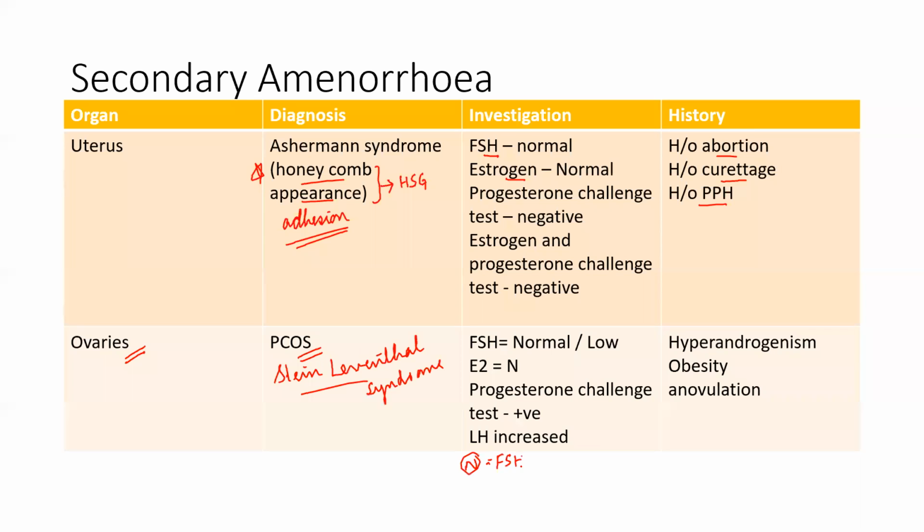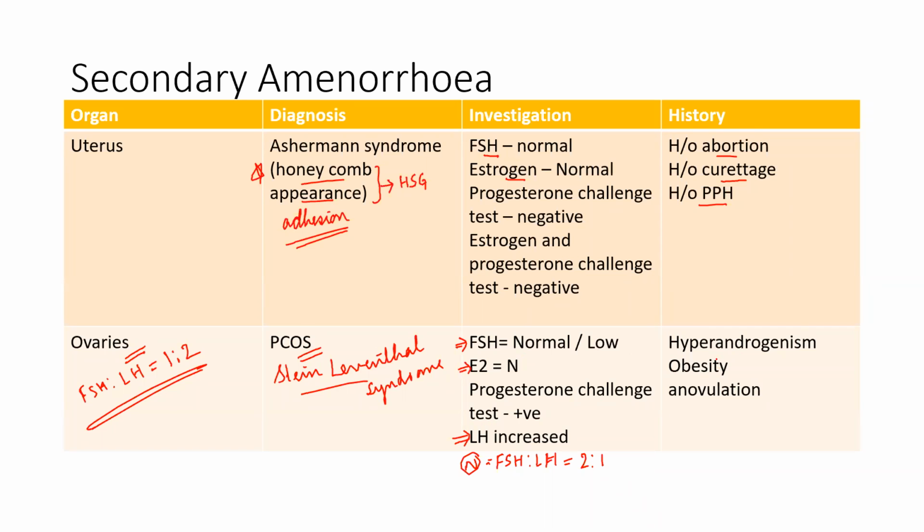Normally, the FSH to LH ratio in a normal person should be 2:1. But in case of PCOS, the FSH to LH ratio will be 1:2. Remember, this will be the ratio. So, FSH will be normal to low, but LH will be increased here. Okay, estrogen is normal, progesterone challenge test is positive.